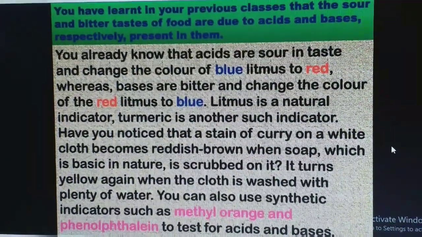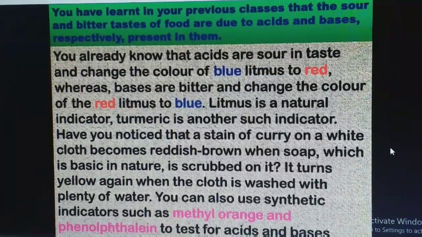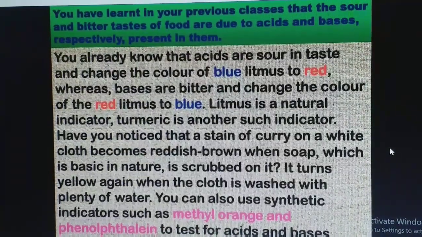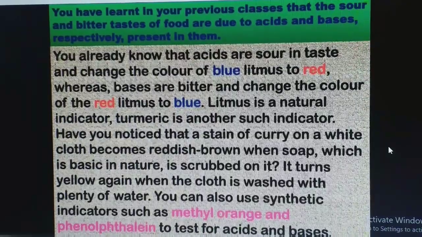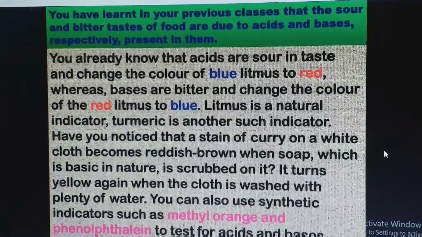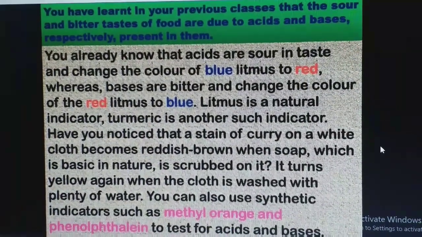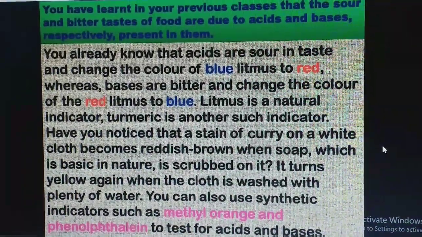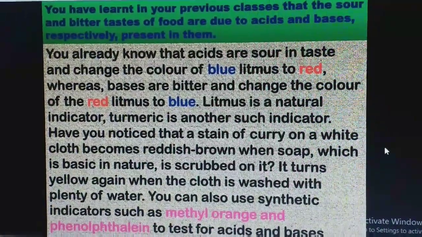Have you noticed that a stain of curry on a white cloth becomes reddish brown when soap, which is basic in nature, is scrubbed on it? Suppose by mistake you spill a little sambar or any other kurma. When you rub it with soap, which is a base, you get a reddish brown color, and after rinsing and washing, you get a yellow color. So turmeric is a natural indicator. It turns yellow when the cloth is washed with plenty of water.